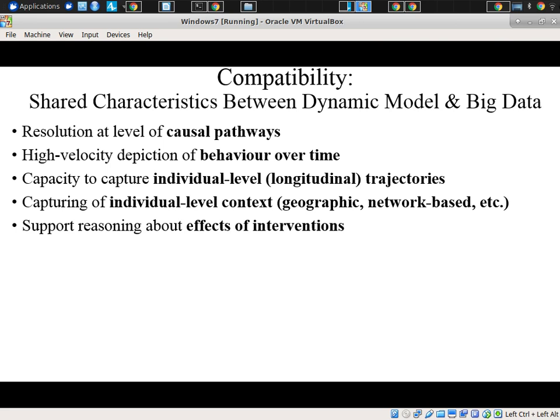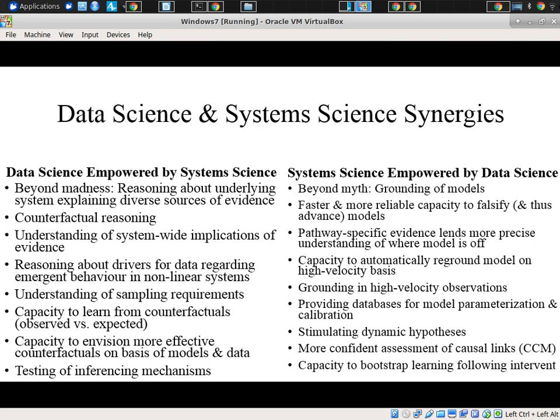So there's a fundamental compatibility here between the two techniques. But at the same time, there's profound synergies here. And I'm not going to go through this in detail. But many of the synergies that I see lie in the enabling of counterfactual reasoning in data science enabled by system science, understanding system-wide implications of our data science evidence as it relates to what's going on elsewhere in the system, as it relates to the dynamics of that broader system.